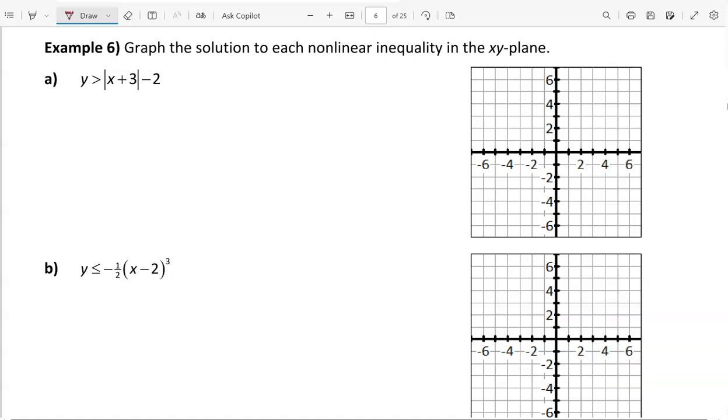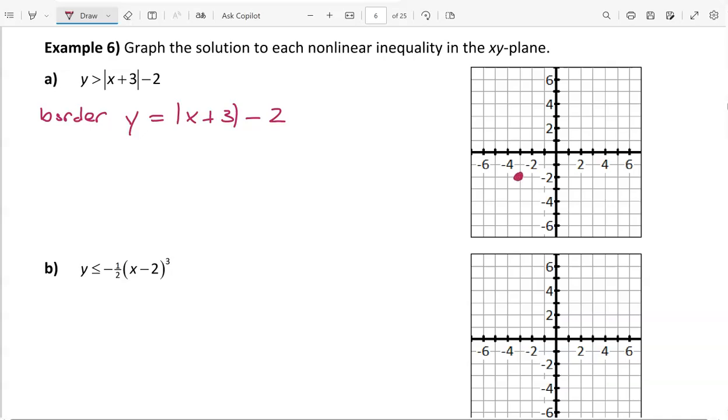For example 6, we are going to graph each nonlinear inequality in the xy plane. So I'm going to graph my border by graphing y is equal to the absolute value of x plus 3, minus 2. Now remember, we can use the new origin approach for this. So the new origin approach would be to graph the point (-3, -2).